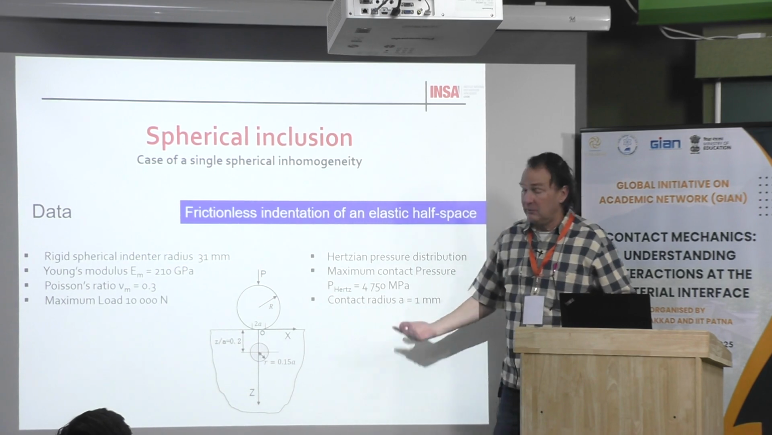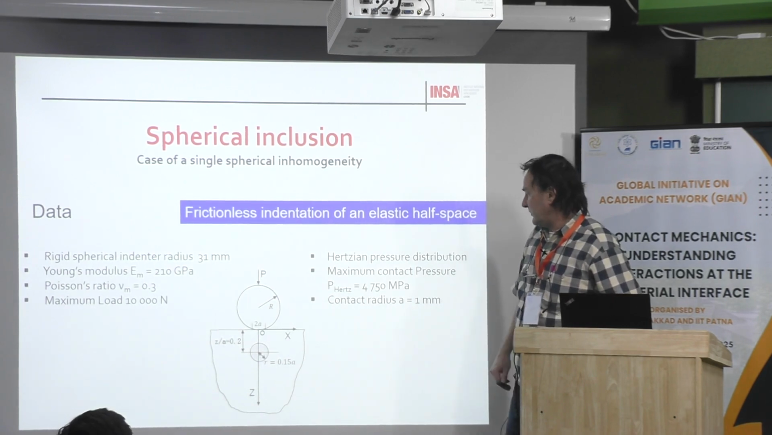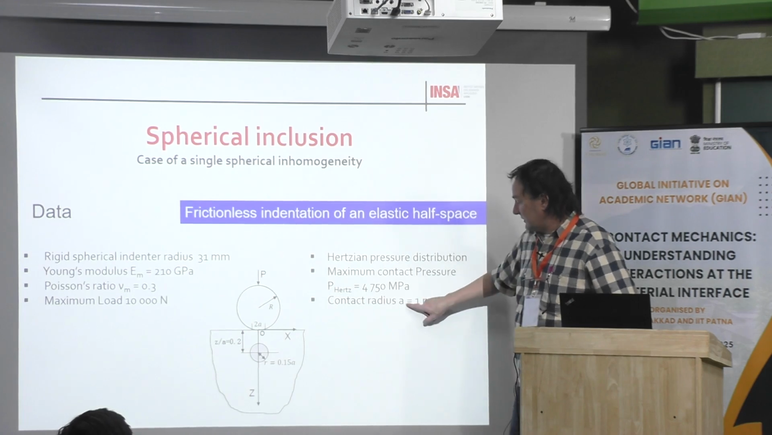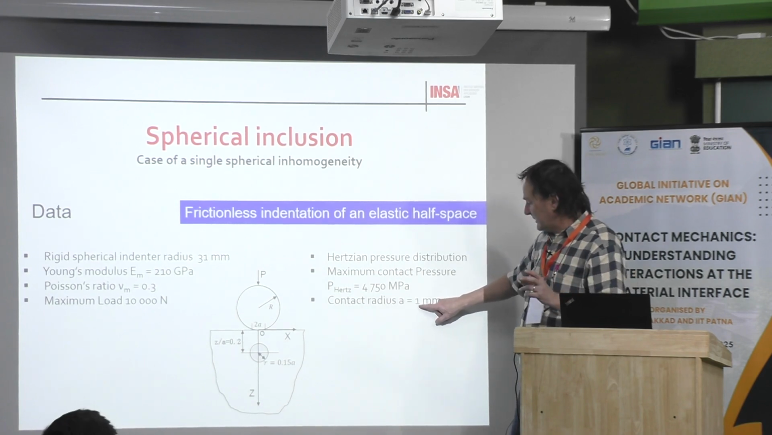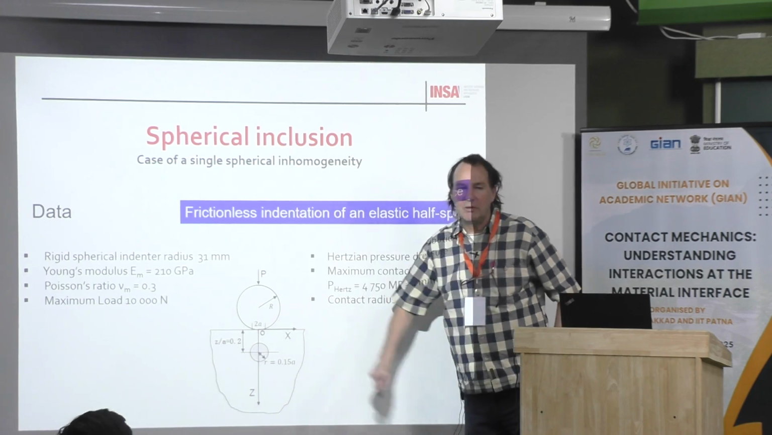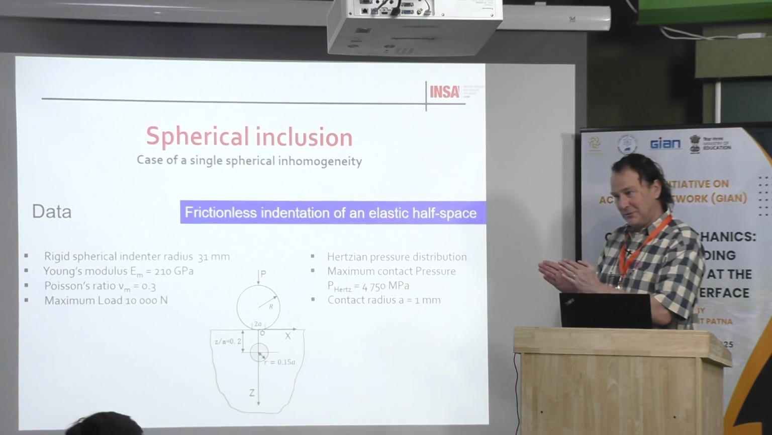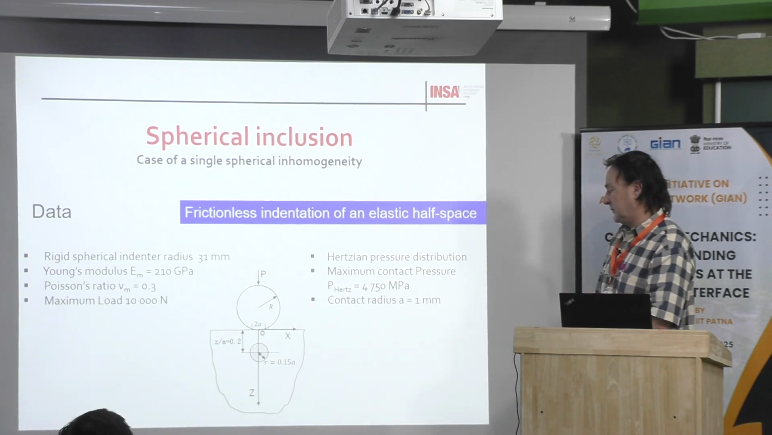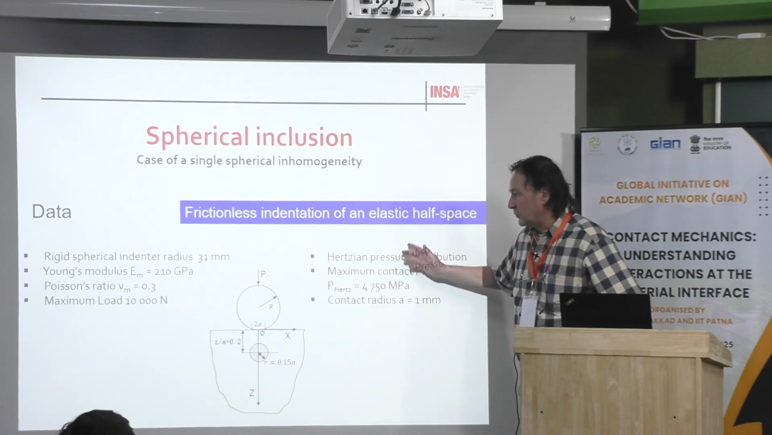It means nothing. In fact, there is no real application. And compared to that, we will have a contact radius of 1 millimeter. Okay, then maybe this is interesting because you can see 1 millimeter against 31 millimeter. Then it's about 3% of the radius that corresponds to the contact radius.